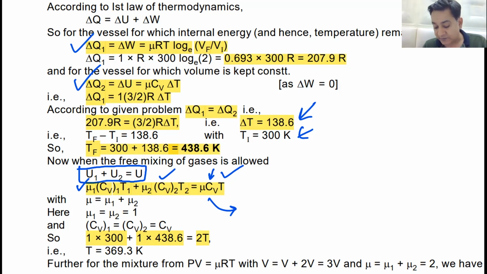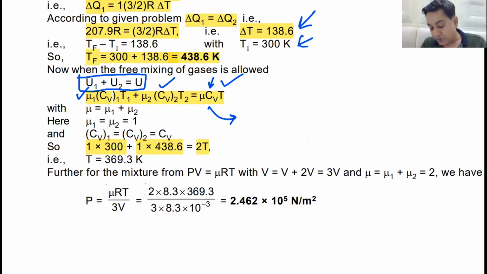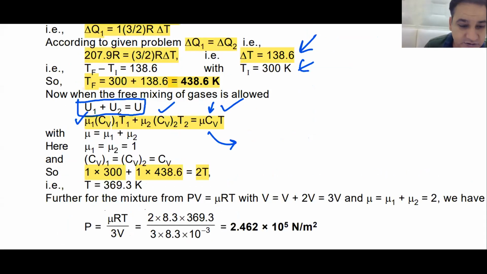Once you have the temperature of the gas, once you know the volume of the gas, once you know the number of moles of the gas, you can calculate the pressure of the system as mu RT by volume. Yes or no? Do we understand this? Yes, sir. That is how this question was solved.